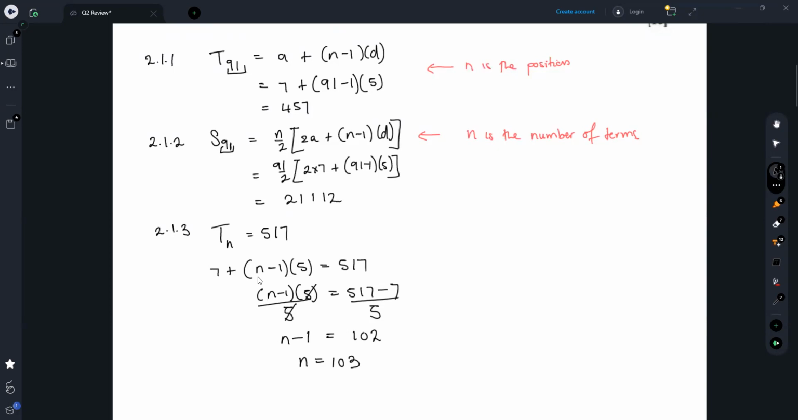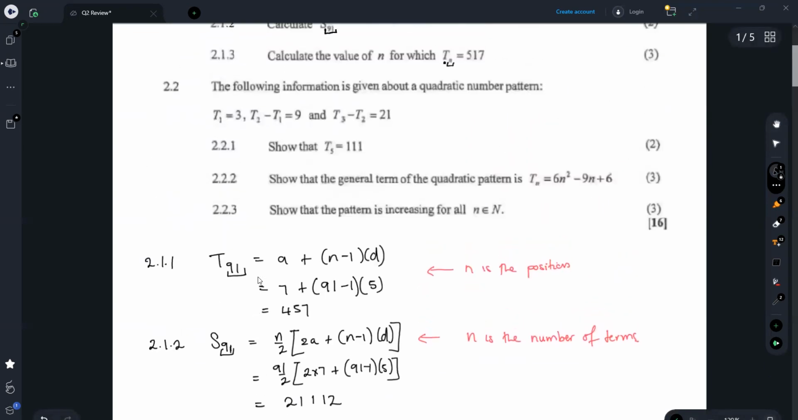So if they were looking for the number of terms, and this was the last term, and they asked for the number of terms, then we would conclude that there are 103 terms in the pattern if this was their last term. But in this case, it's not, and they're just looking for the value of n. So that's how we would go about the question. Excellent. Now let's keep it moving.